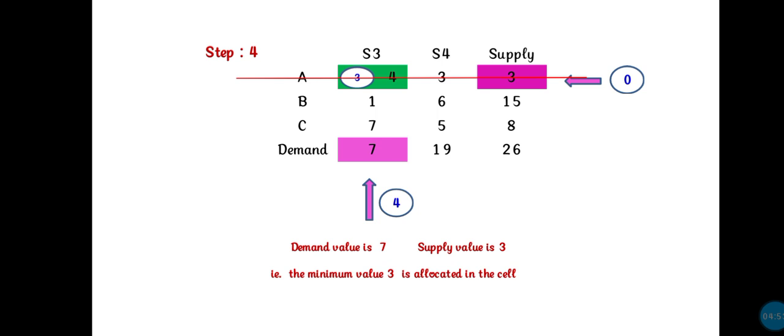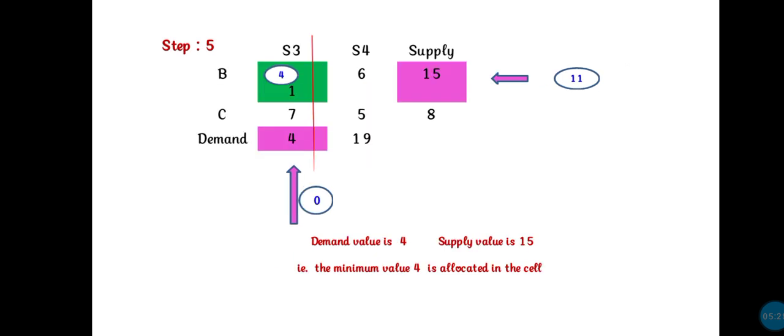Now move to step 4. Here the first cell is AS3. The corresponding demand value is 7 and the corresponding supply value is 3. The minimum value is 3. So we are going to allocate the minimum value 3 in the cell AS3. Now subtract the same value from demand and supply. We get demand value 4 and supply value 0. Where do we get 0? The row A supply value is 0. So we need to cross out the first row. Now move to the next step.